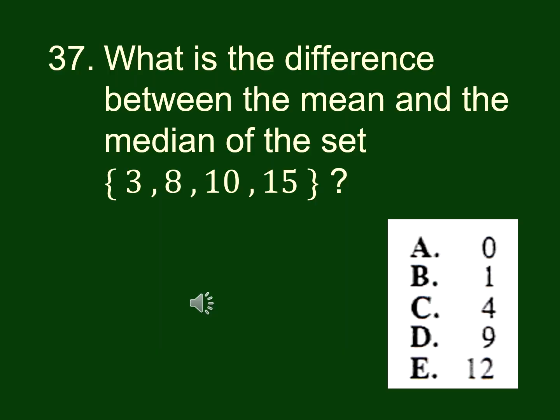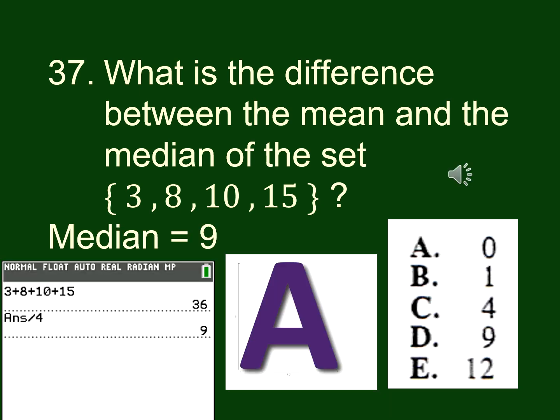Now we have, what's the difference between the mean and the median of the set 3, 8, 10, 15. And it might be 0, 1, 4, 9, or 12. Key thing is what's the difference between the mean and the median. Now there were problems earlier that asked about each of these two things. Mean is where you add up the numbers and divide by how many there are. I did that on the calculator and found out that the mean is 9.